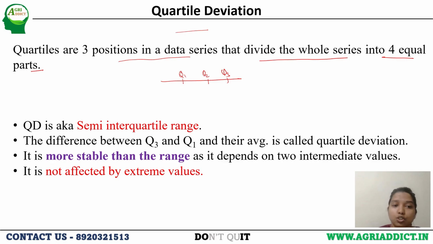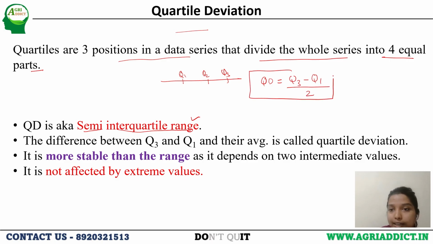And quartile deviation is also known as semi-interquartile range. To understand this, we have to first know what is the formula of quartile deviation. Okay. So first we'll write the formula of quartile deviation. It is Q3 minus Q1 divided by 2. This is the formula of calculating quartile deviation. Okay. Now let's come to this point. It is also known as semi-interquartile range. Semi means half, we can understand. It's like half. Okay.